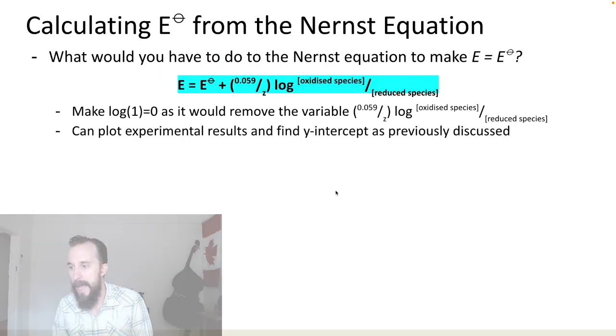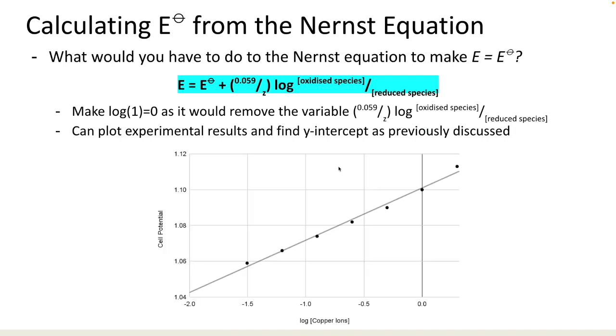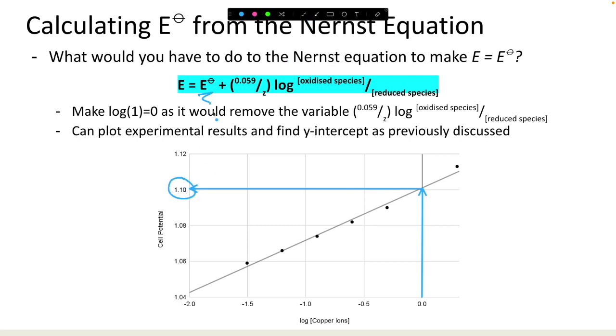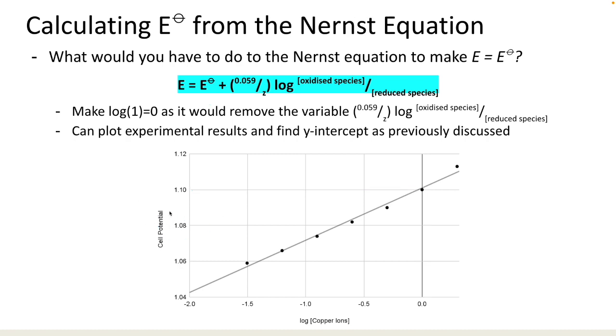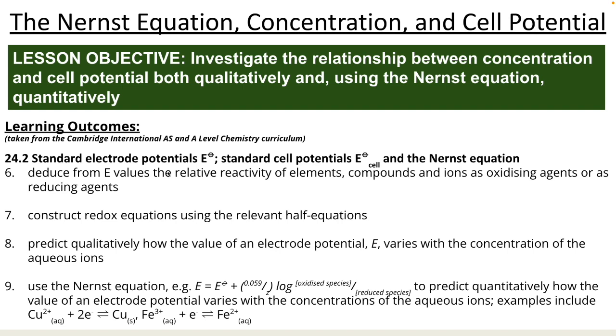And this is what we saw with that experimental result there and finding the y-intercept. When we have the logarithm equal to 0, so log 1, we end up with our standard, in this case the standard cell potential, or the standard reduction potential if you're looking at that. And that concludes our lesson on the Nernst equation, concentration and cell potential.